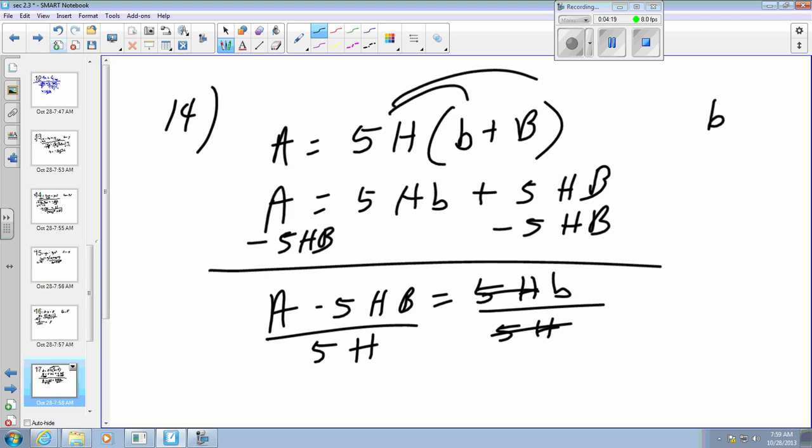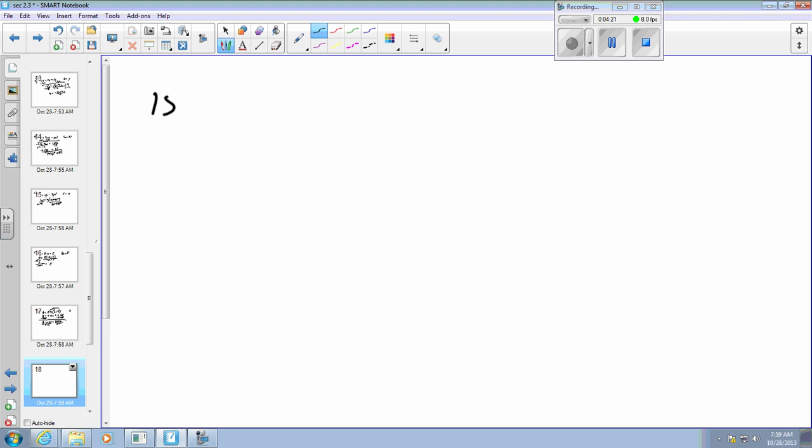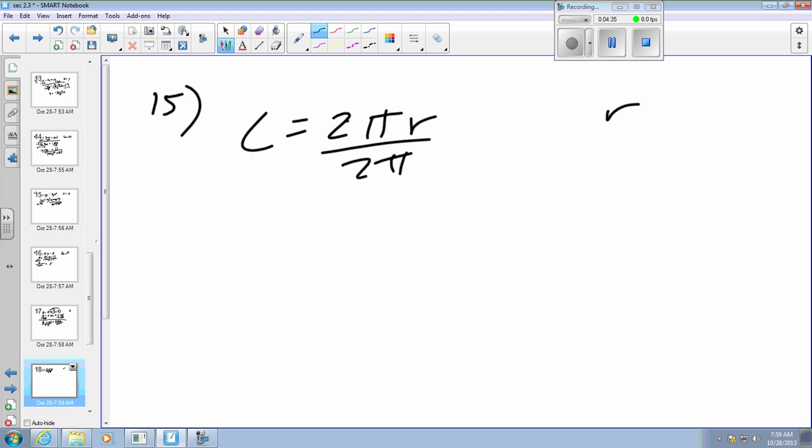Then for question number 15, I have the equation c equals 2 pi r, and we're going to solve that for r. So I'm going to divide by 2 pi on both sides. So radius is equal to circumference divided by 2 pi.